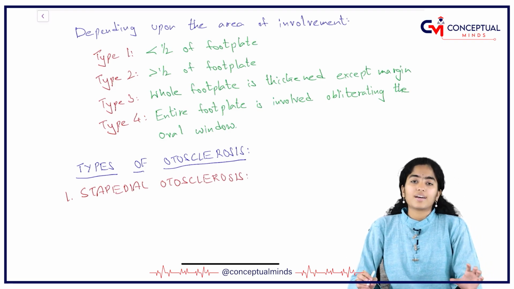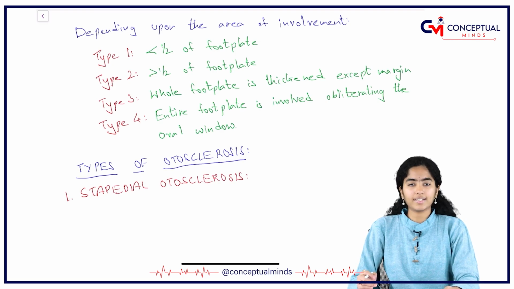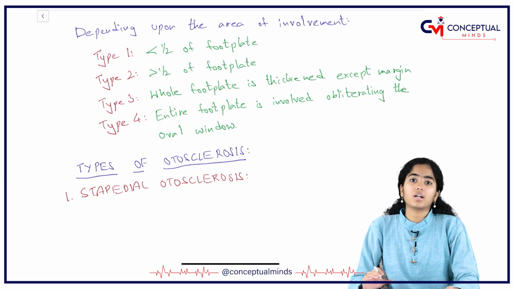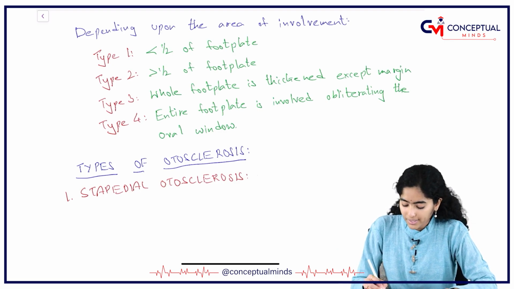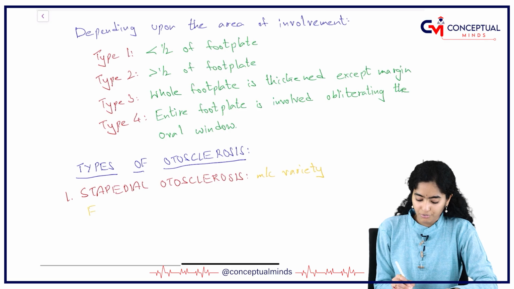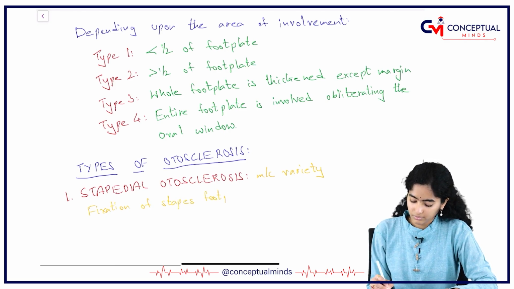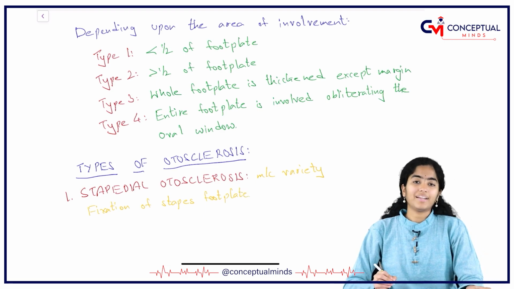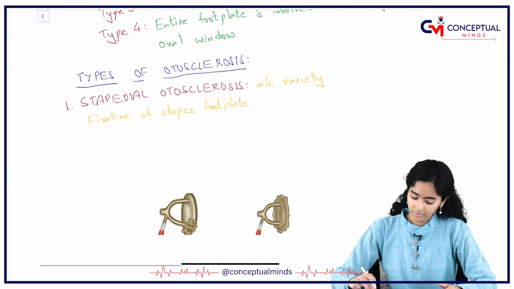This variety causes fixation of stapes, and when stapes is fixed, what type of hearing loss will it result in? Stapes is very much a part of the conductive pathway, so this results in conductive type of hearing loss. So stapedial otosclerosis is the most common variety, and this results in fixation of stapes footplate. And in stapedial otosclerosis also, we have 5 sub-varieties depending upon where the lesion is starting. Let us see all of them.